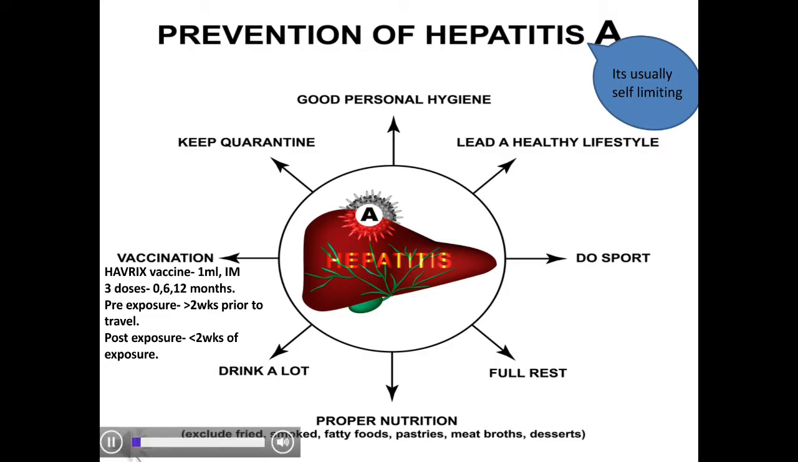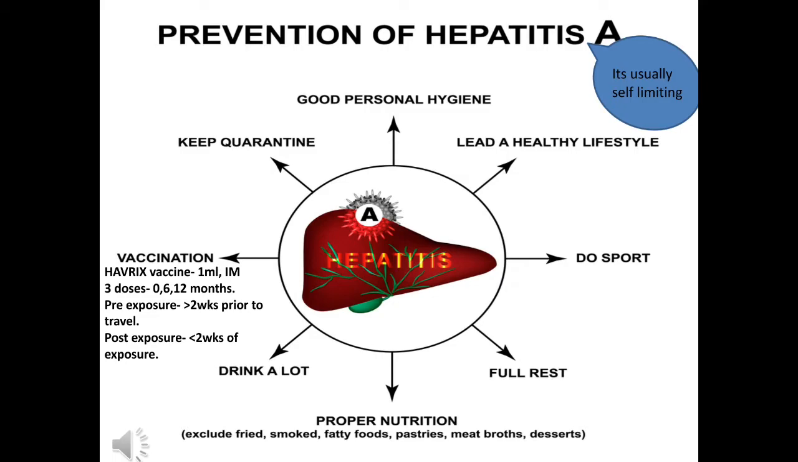Hepatitis A is usually self-limiting. Management would involve IV fluids of 10% dextrose, about 3 pints, that is 150 grams. Prevention would involve good personal hygiene, leading a healthy lifestyle, taking full rest, eating proper nutritious food, drinking a lot of water.